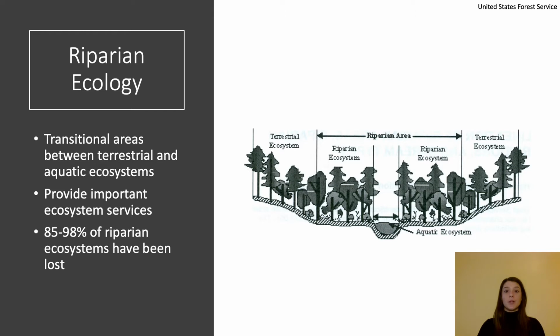Despite the immense importance of riparian ecosystems, they have been degraded and lost at an alarming rate. It is estimated that 85 to 98% of California's native riparian vegetation has been lost over the past 150 years due to land use and land conversion.